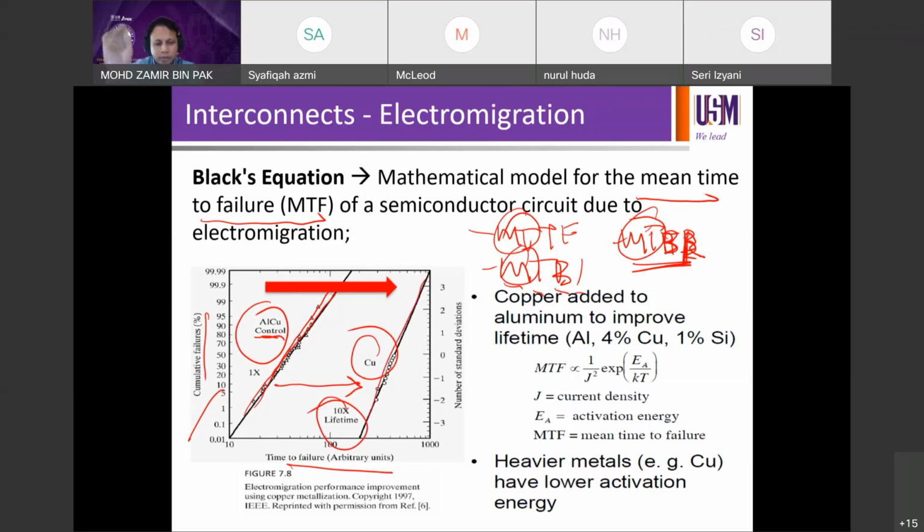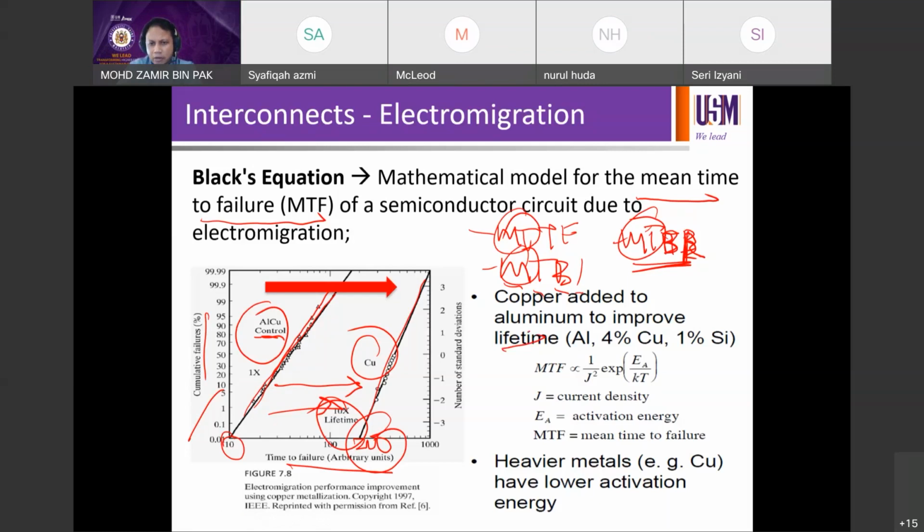Positive slope, steepness more or less the same, but the time it takes is like 10 here, and here it is like 200, at least 200. So that is 10 times just by switching to copper metallization instead of aluminum metallization. That's why choosing the right metals for your process is equally important as the front end side of the fabrication. Copper is added to aluminum to improve lifetime.